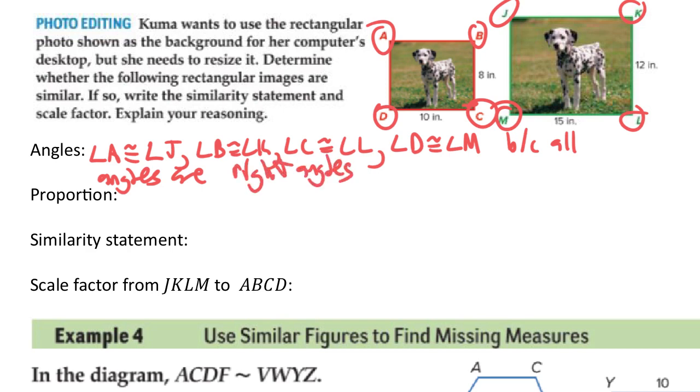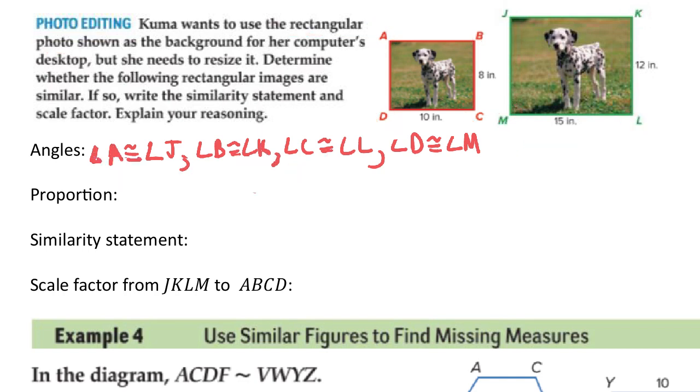Well, how did you assume that all the angles are right angles? It's right here. Rectangular photo. By definition, all the angles of a rectangular photo are right angles. Now let's look at the proportions. We know that AB has to be proportional to JK. BC has to be proportional to KL. DC has to be proportional to ML, and AD is proportional to JM.